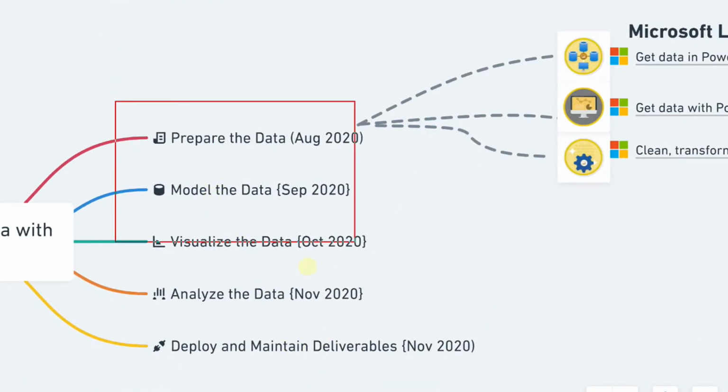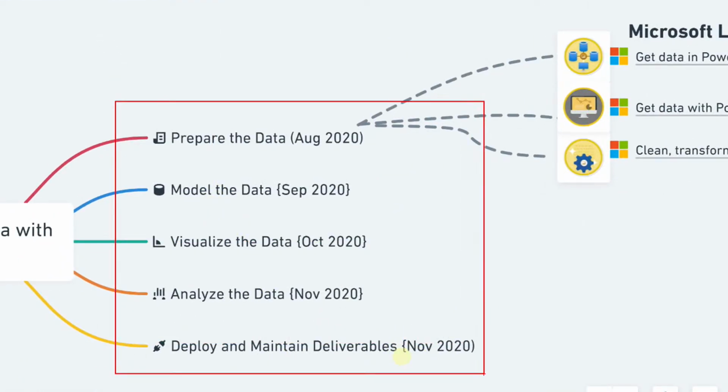If you've been to one of these streams before, you'll be familiar with this, where we cover the 5 functional groups: prepare the data, model the data, visualize the data, analyze the data, and deploy and maintain those deliverables. That means getting those models up into the service, sharing them in dashboards, and working with those workspaces. There's roughly 20 to 25% in each of the categories, so each month we're covering about 25% over the 4 months.